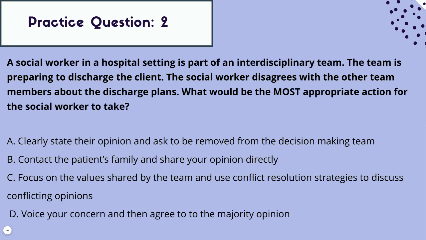So we're in a hospital and we're on this team. Discharge is coming. So the team is preparing to discharge this client from the hospital. However, you as the social worker don't agree with the discharge plans. What would be the most appropriate action for the social worker to take? So you as the social worker do not agree on this plan with the other team members. What do you do? Let's go ahead and start eliminating some answer choices that we think would not be appropriate or the most appropriate step for us to take. Go ahead and read those answers through one more time.